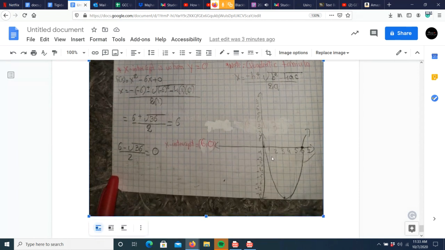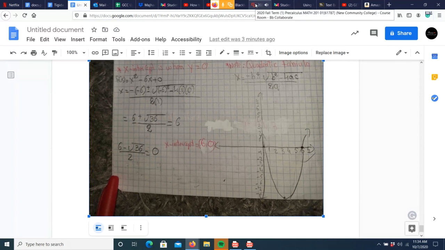And here's the sketch of the graph. The vertex was 3, negative 9. The y-intercept was 0, 0, and the x-intercept is 6, 0. So 6, 0 and 0, 0, right? Yes, those are the intercept values. Okay, great.